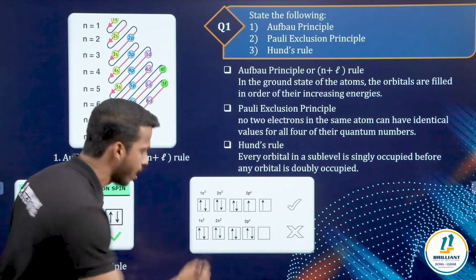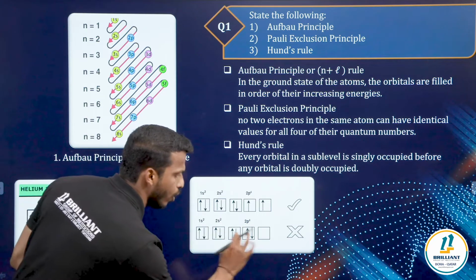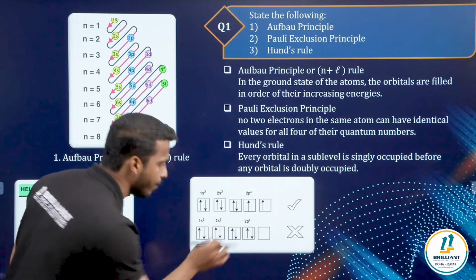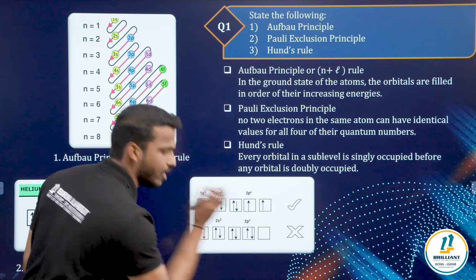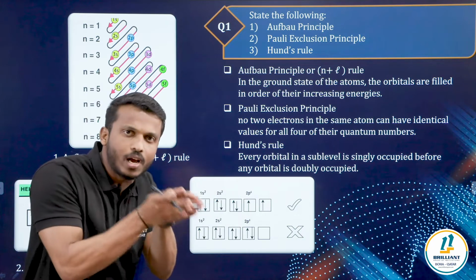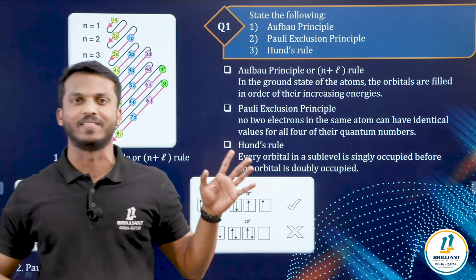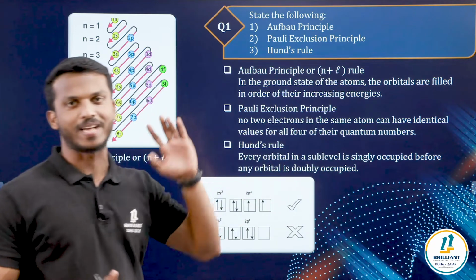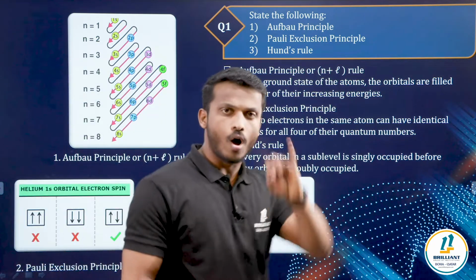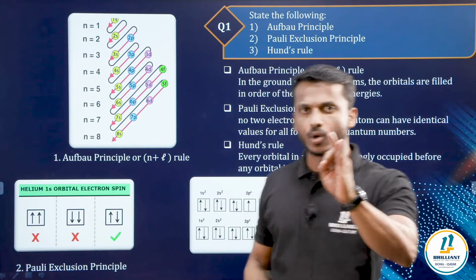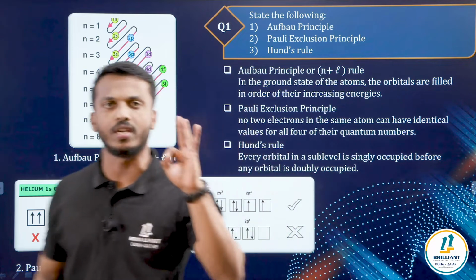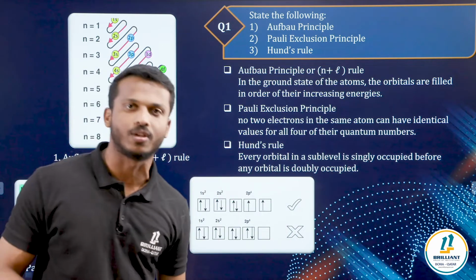What is the mistake here? 1s2, 2s2, 2p4. How are they filled here? 2 and 2. Dear all, this one is vacant. After single occupation of electrons, only then can pairing happen. That is called Hund's Rule of Maximum Multiplicity. So dear all, the definitions of the Aufbau Principle, Pauli's Exclusion Principle, and Hund's Rule are very important. It's a 1 mark question for the exam.